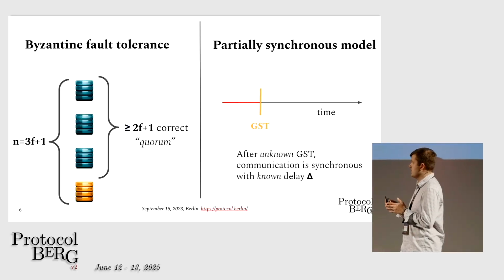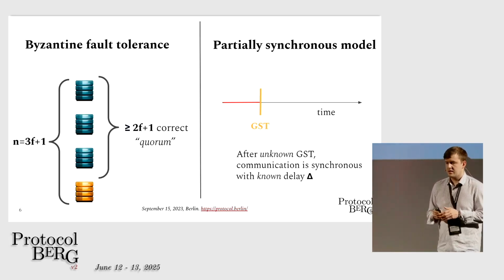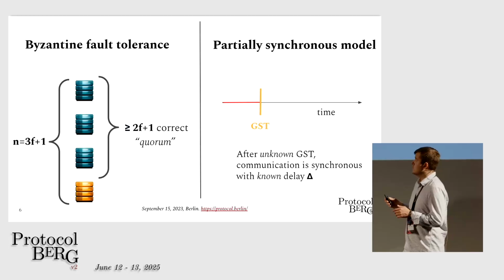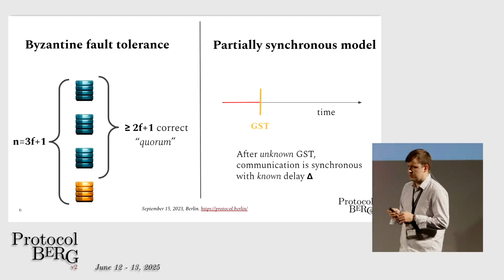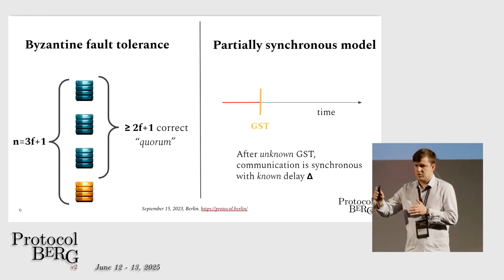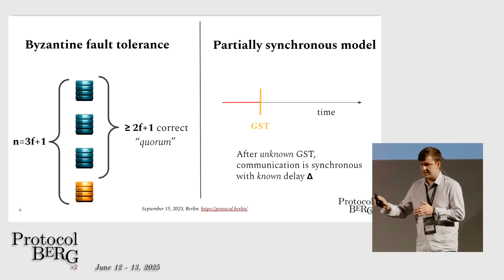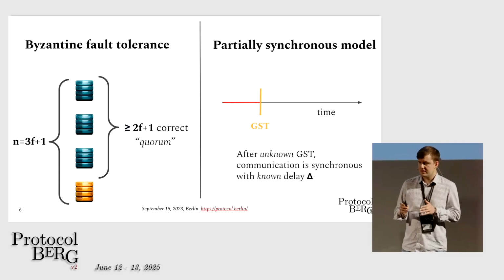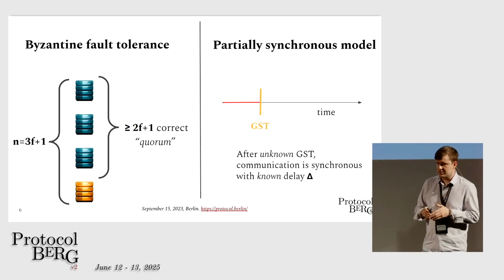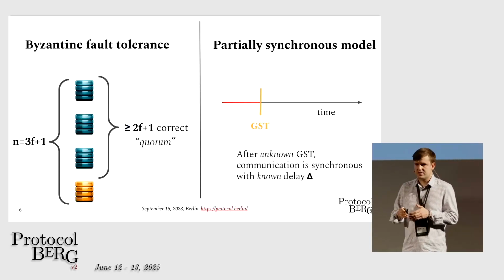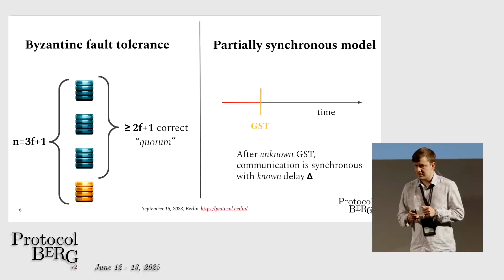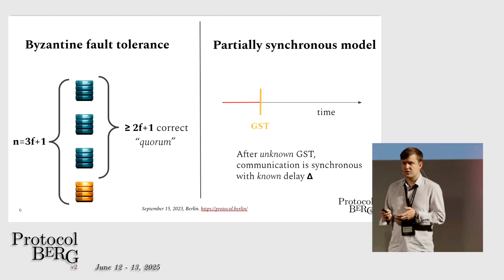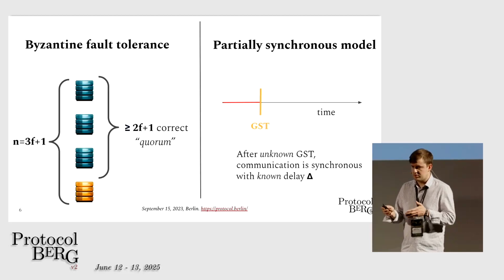And typically, as in many protocols, we look at the partially synchronous model. It means that until some moment called global stabilization time, the communication is completely asynchronous, and this moment is unknown. After that moment, the communication finally becomes synchronous with a predicted delay delta, which is usually a protocol parameter that is used for timeouts.